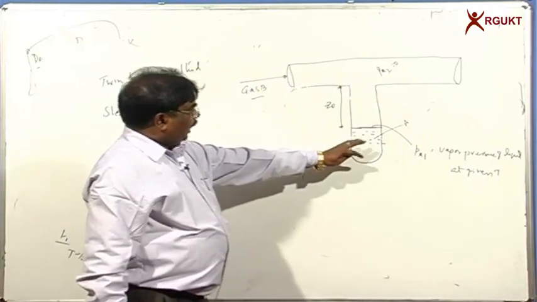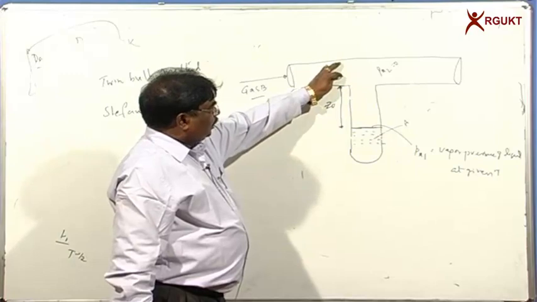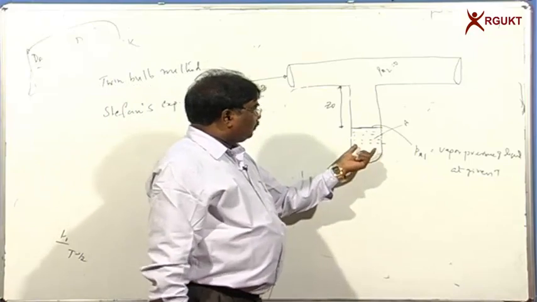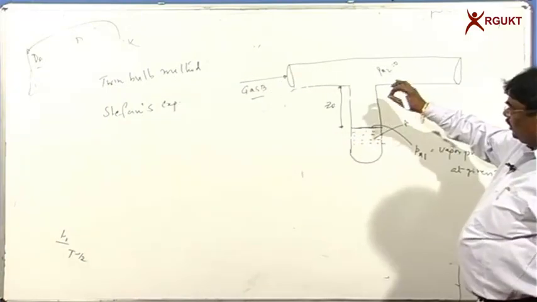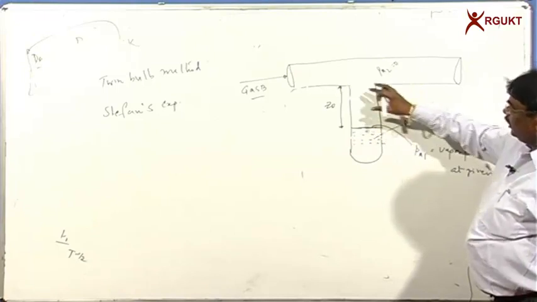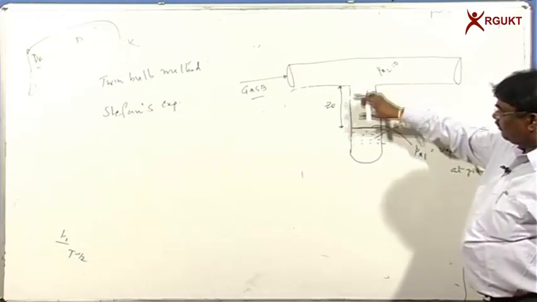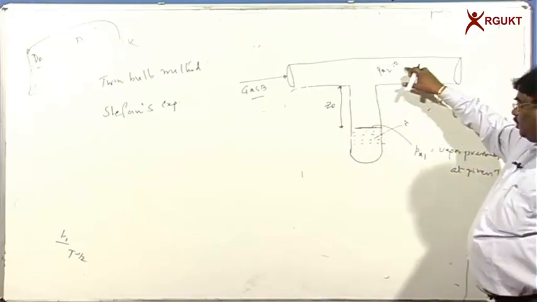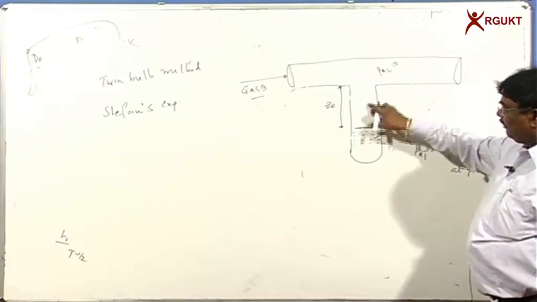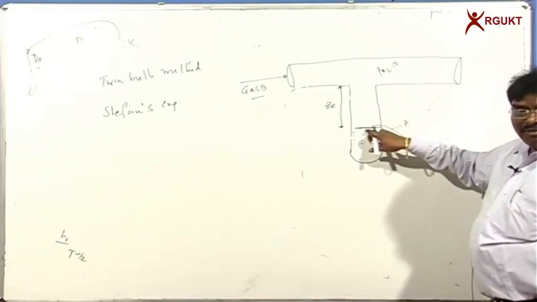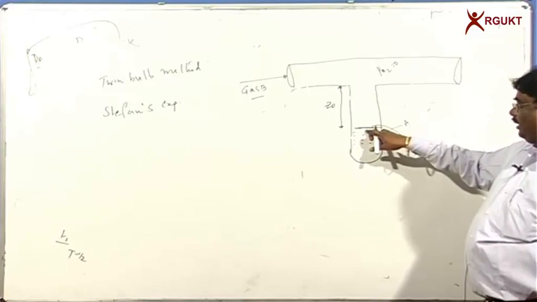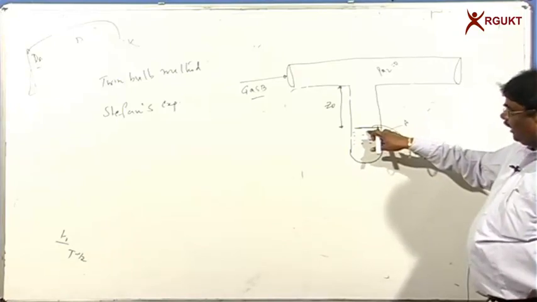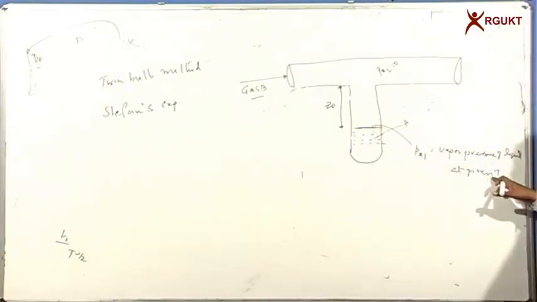I have a narrow vertical tube connected with the horizontal tube, and we have taken some liquid in the narrow tube. This liquid has some thickness, given by the distance Z0 from the top to the liquid surface. The gas is continuously flowing, and there is a formation of the interface between the gas and the liquid. If this interface is saturated, the partial pressure of the volatile liquid in the gas at the interface is nothing but the vapor pressure of the liquid at a given temperature.